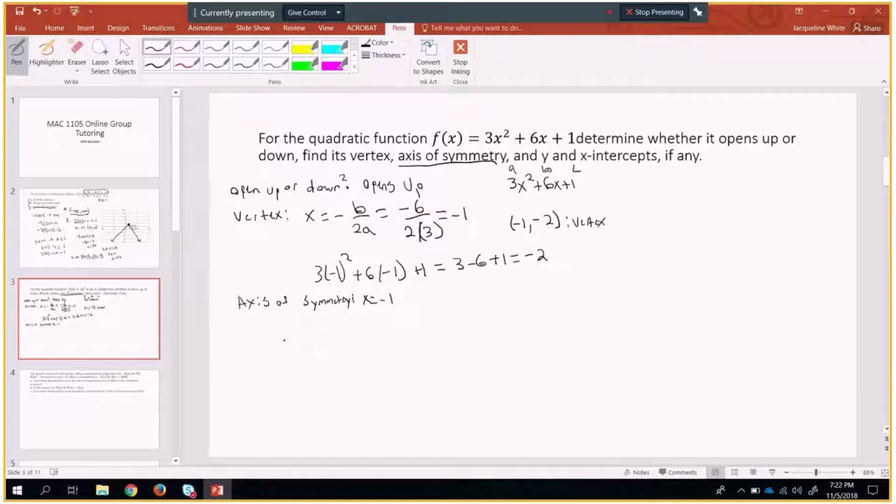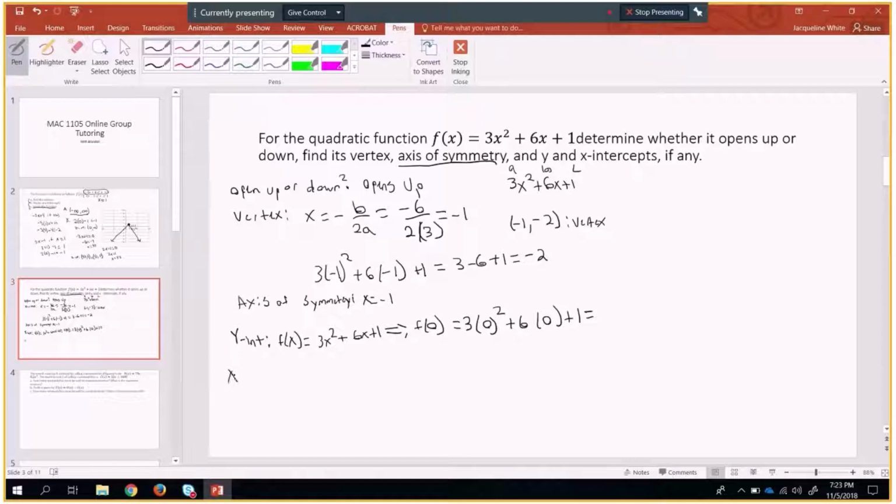All right, so then our y and x intercepts. Remember, to find the y-intercept, we set all our x's equal to 0 and find what y is equal to. So we have that f of x is equal to 3x squared plus 6x plus 1, and to find our y-intercept, this actually becomes f of 0, because we're plugging in a 0 for every x. That is 3 times 0 squared plus 6 times 0 plus 1, and that's ultimately equal to 1.